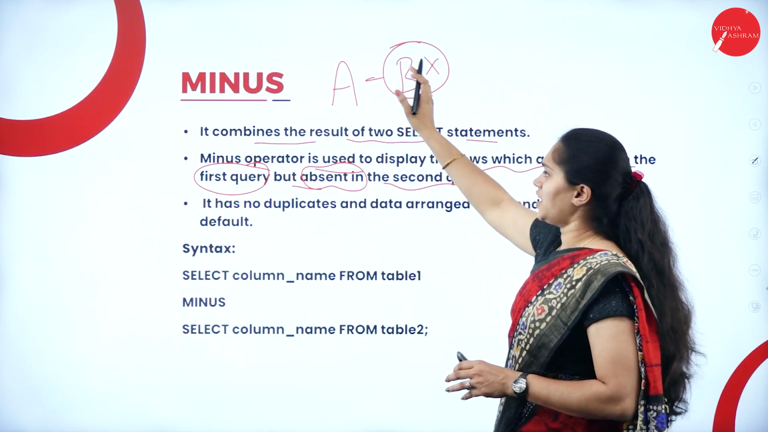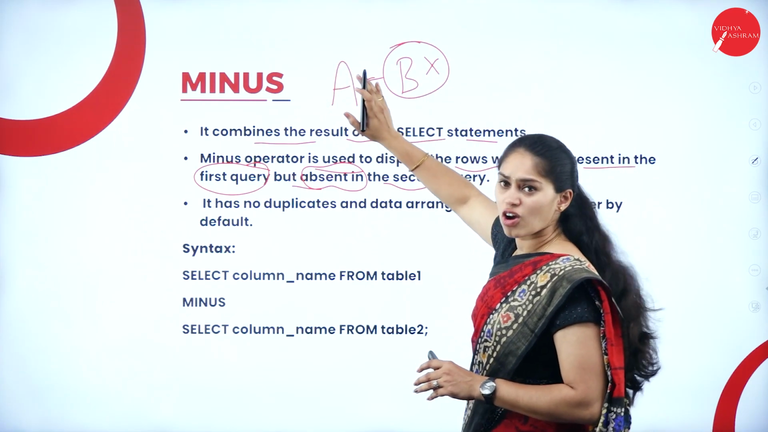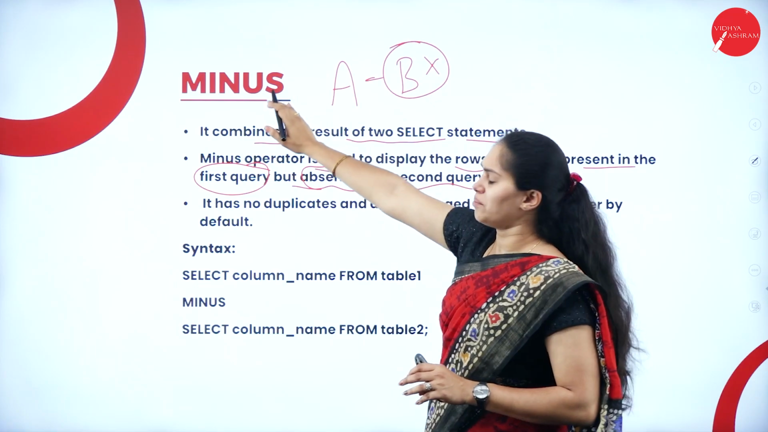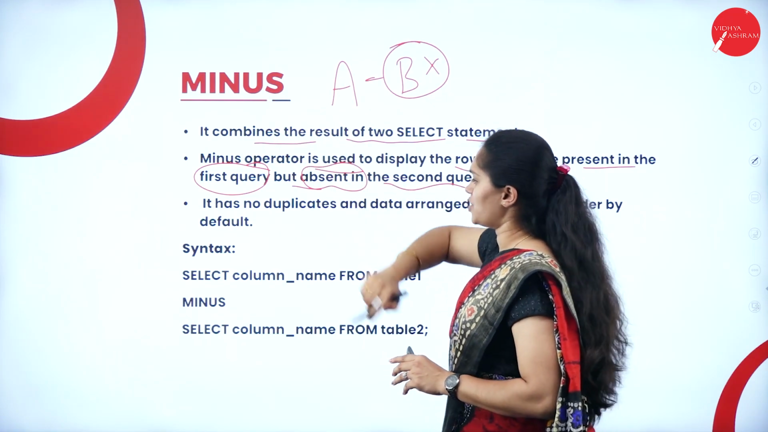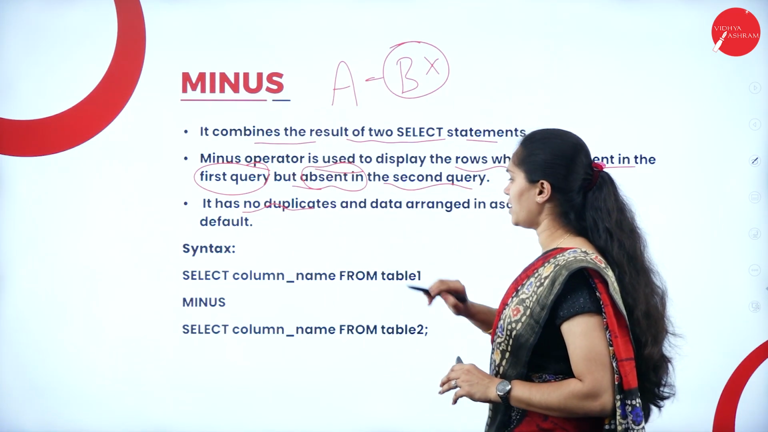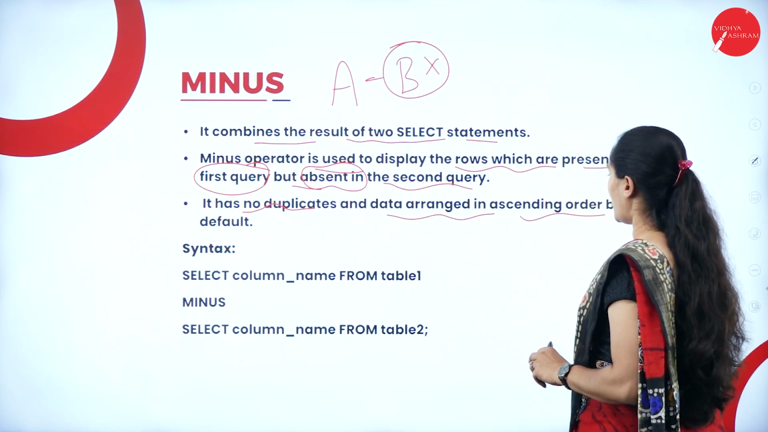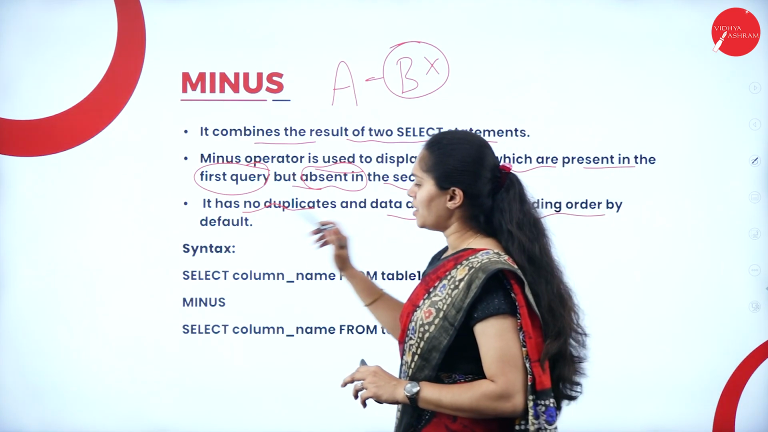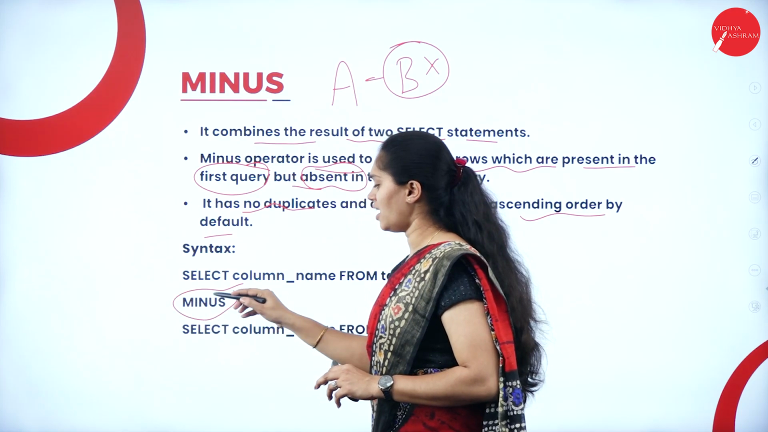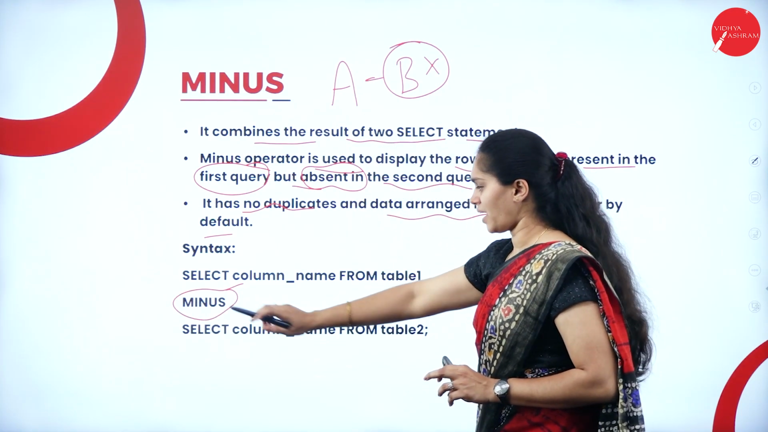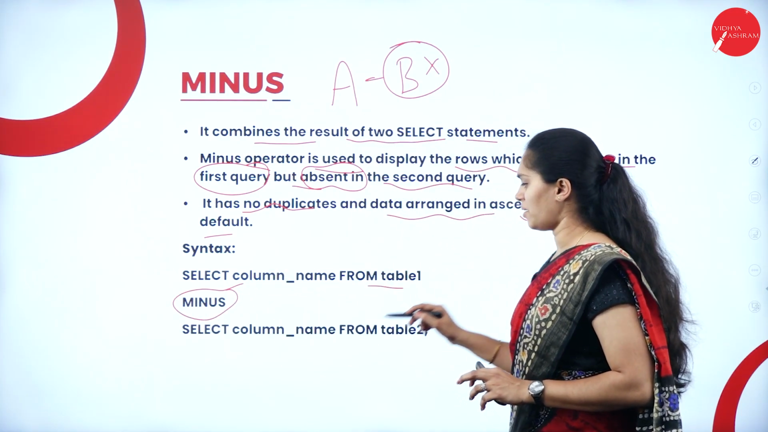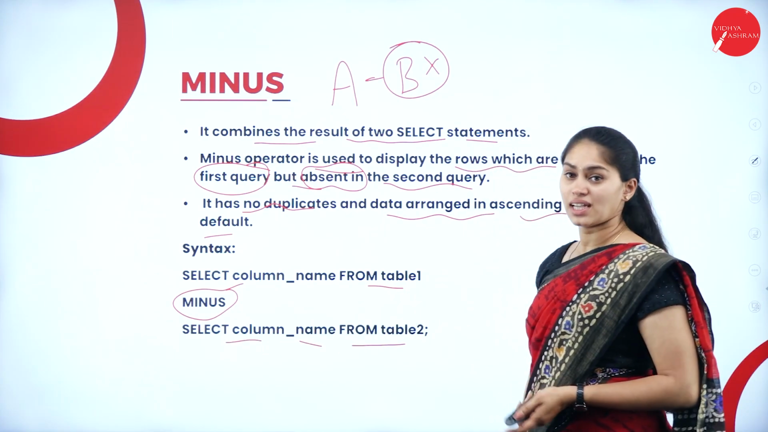So the content whatever we have in A which is not there in B, we can apply this minus operation. It will not have any duplicates, and data will be arranged in ascending order by default. Here also you can see the syntax: the minus keyword, select column name from table 1, select column name from table 2.